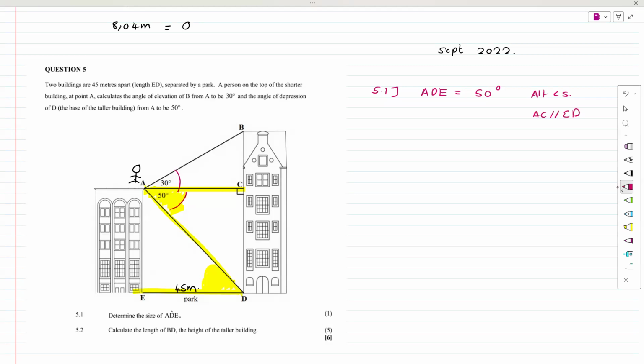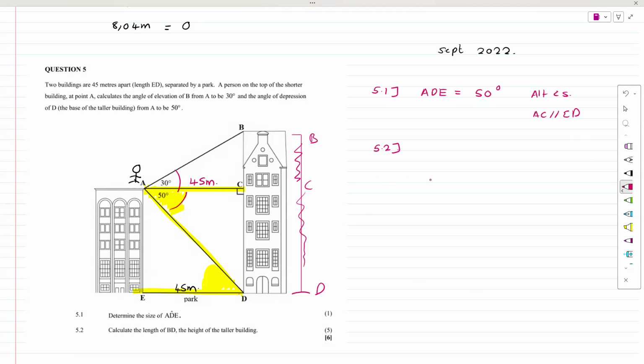Now, the next question is where 2D trig gets a little bit, I wouldn't say difficult, but we need to understand. They want the length of BD. They want the entirety of this building. Now, guys, this entire building should not be difficult to deal with because there are two parts. We can deal with BC, which is there, and then we can deal with CD, which is there.